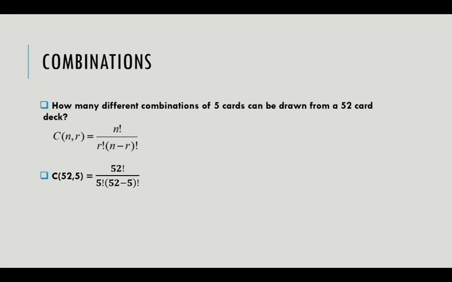But if I do the math here, we're going to end up with 2,598,960. So there's more than 2.5 million combinations of 5 cards that can be drawn from a 52 card deck. That's pretty amazing. Now, as I just said, we don't want to sit at the calculator and do 52 factorial, right? 52 times 51 times 50, and I would keep making mistakes and I'd be starting over. It would take me all day.